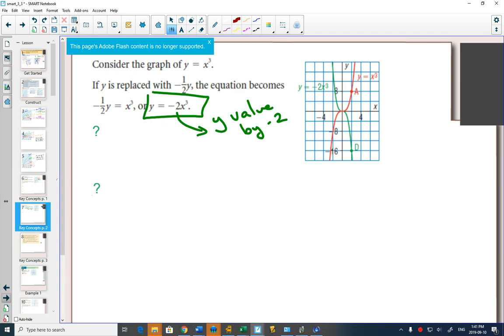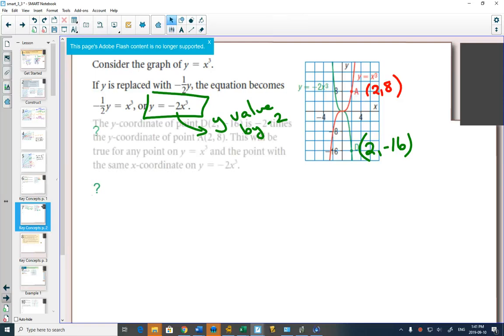If you multiplied by -1 and multiplied by 2, you could just do that all at once by multiplying by -2. Watch what happens to our point. We had the point 2, 8. We now have the point 2, -16. Can you see that the red graph has been reflected vertically and also stretched vertically?